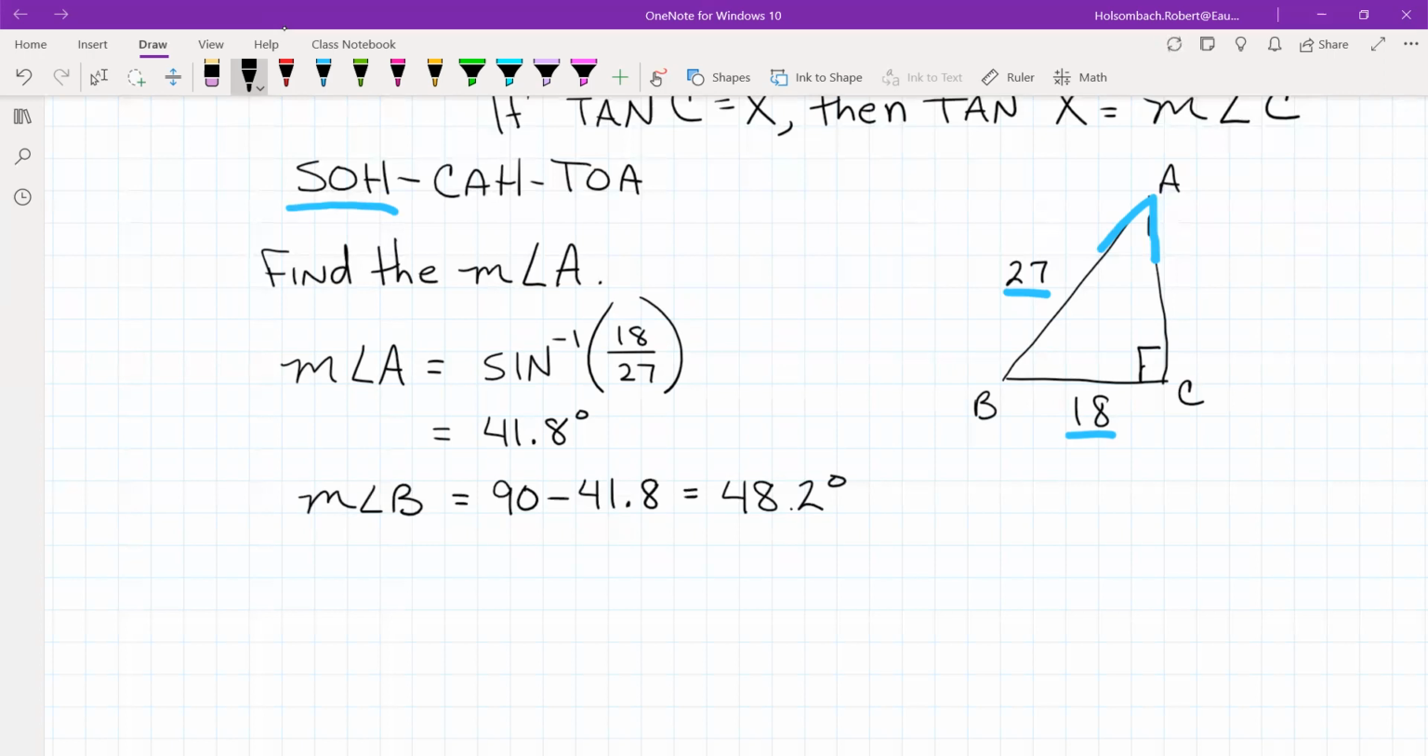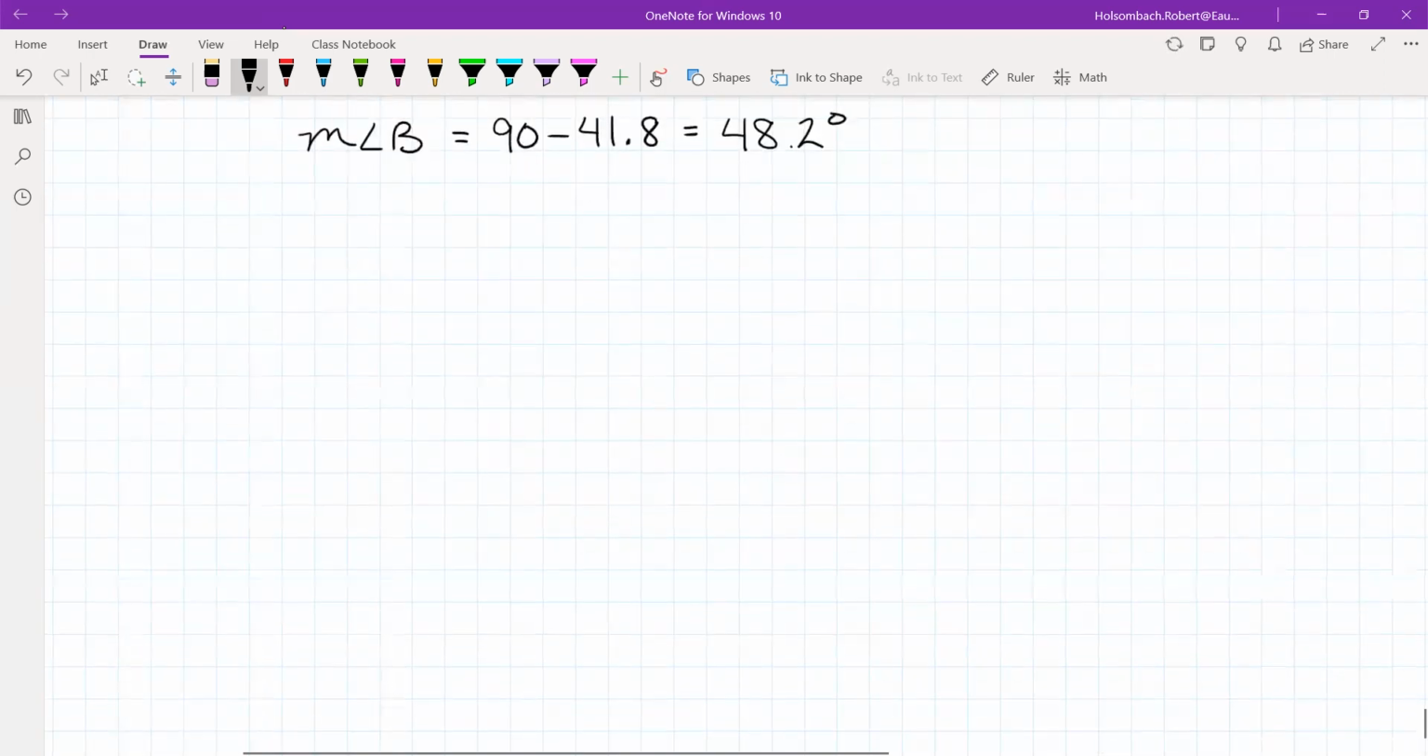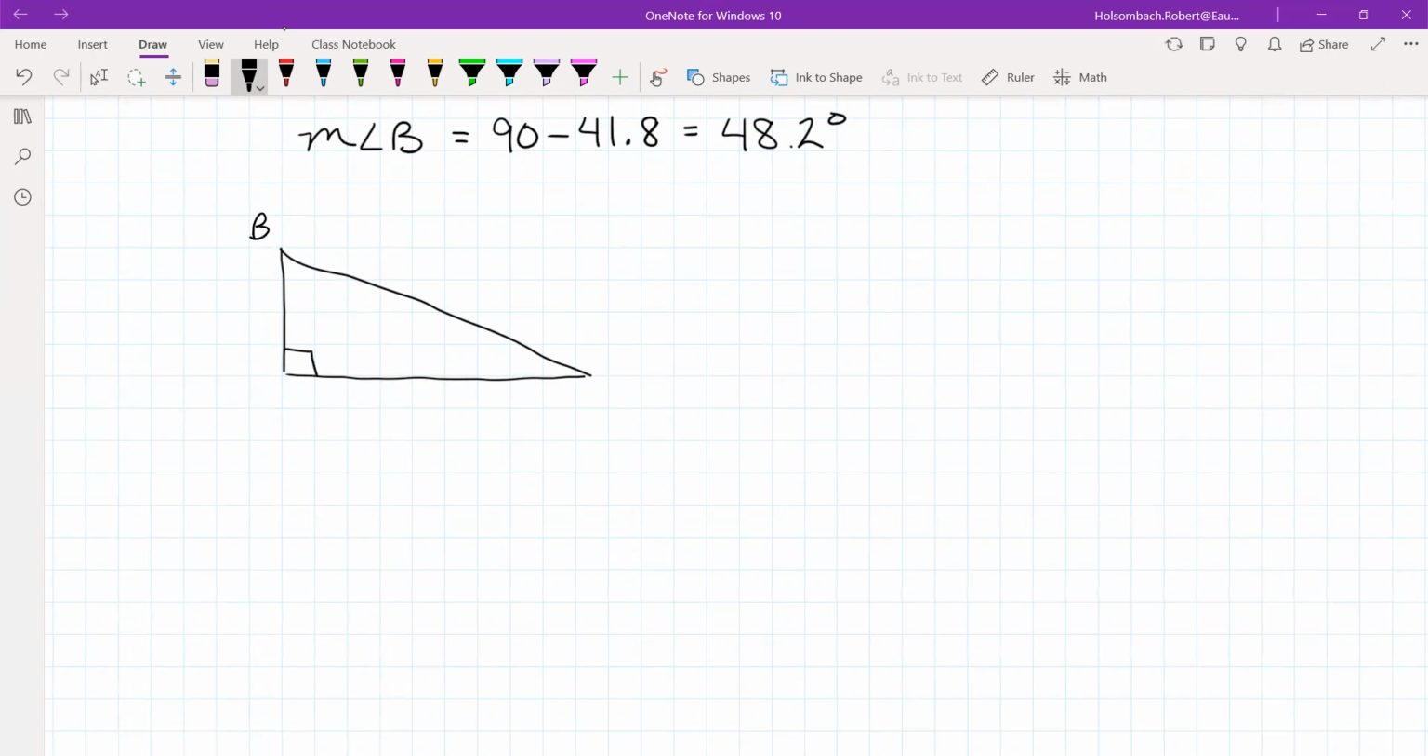Let's try it again. Here's our triangle. I'm on the bottom of page 571 doing 4A. Triangle ABC again. B to C is 6. C to A is 20. We're finding the measure of angle A.